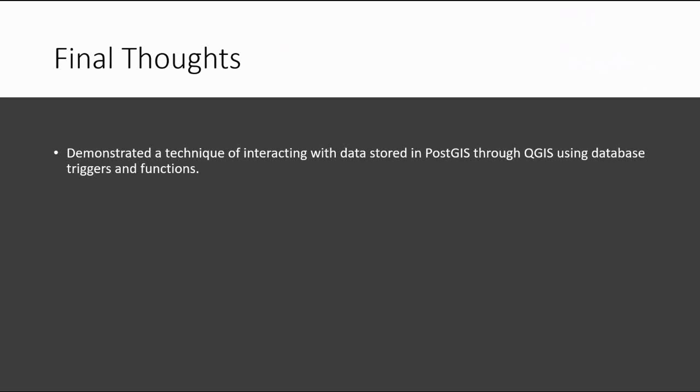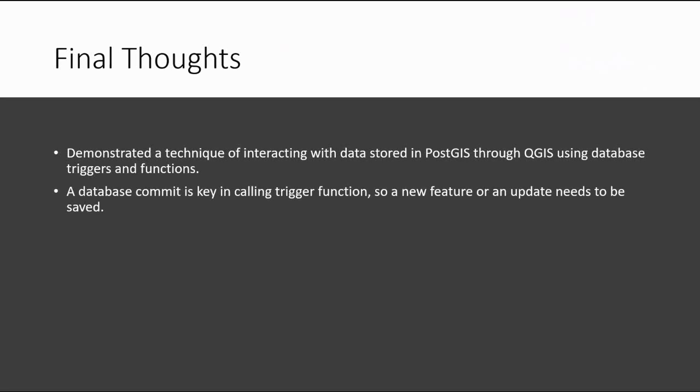So just some final thoughts here. I've demonstrated a technique of interacting with data stored in PostGIS through QGIS using database triggers and functions. A database commit is key in calling a trigger function. A new feature or an update needs to be saved to make the database trigger happen. I was thinking to build a new add feature tool in Python that didn't require the manual save. So every time you created a feature, the save is automatic, and this would remove a step in the process.